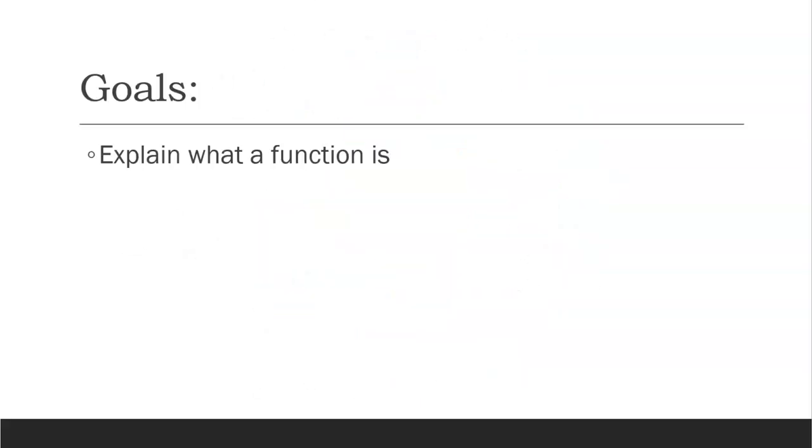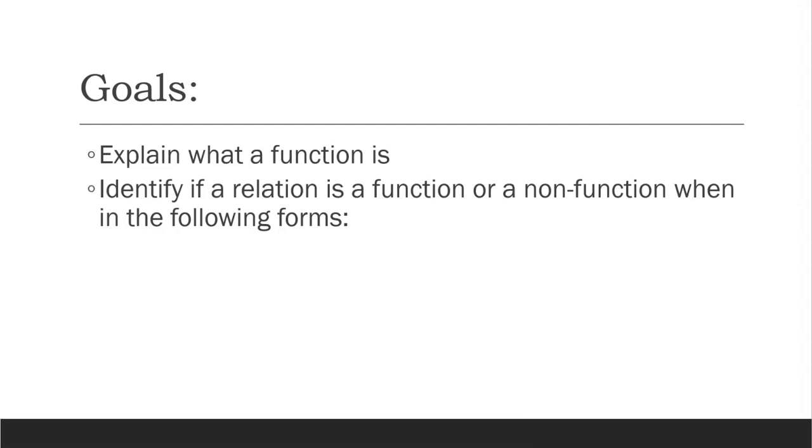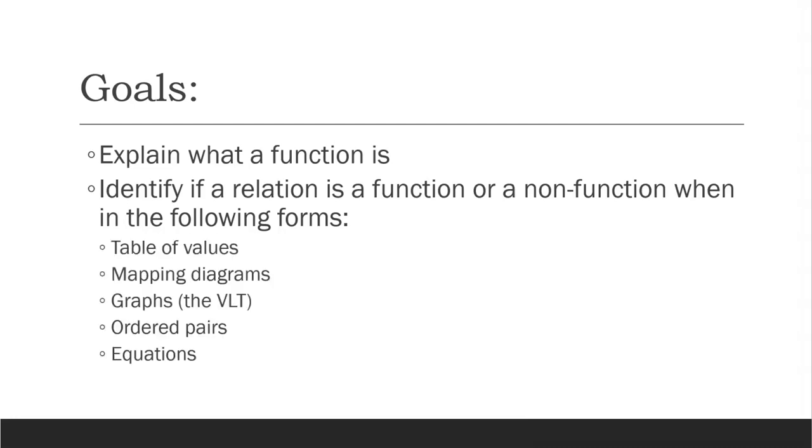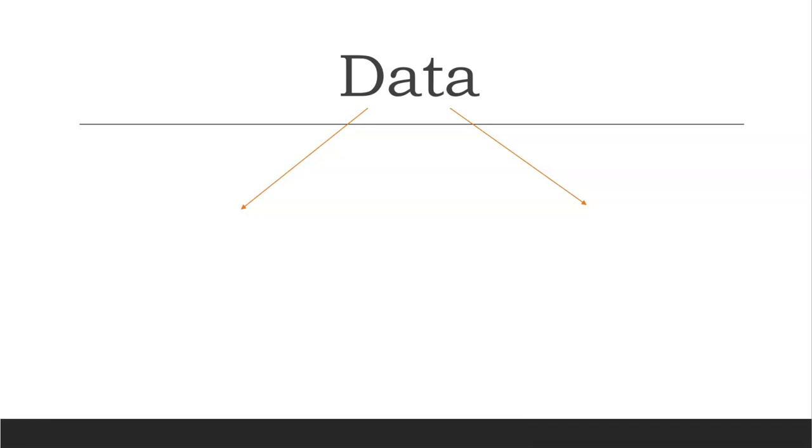The goals of this video are as follows. We want to explain what a function is, and we want to identify if a relation is a function or a non-function in the following forms. We've got a table of values, mapping diagrams, graphs, ordered pairs, and equations. Notice that you can find a link to the note down below and you can fill that in as we go. So here's the first note.